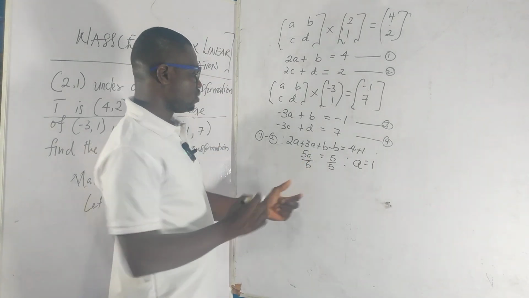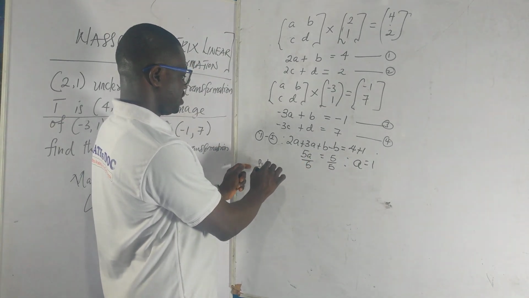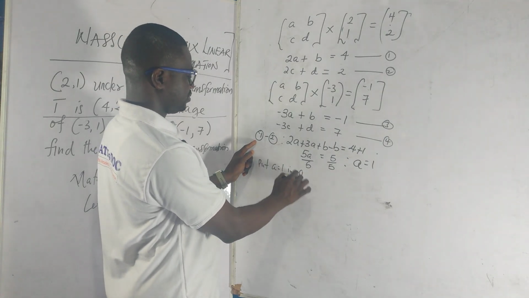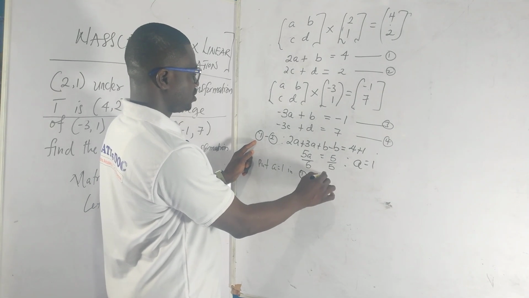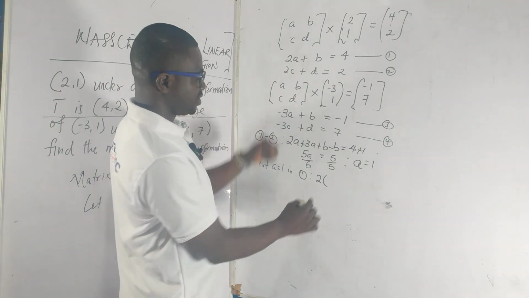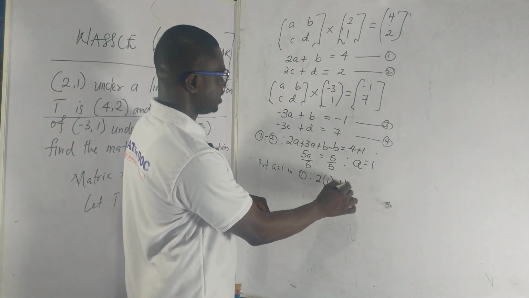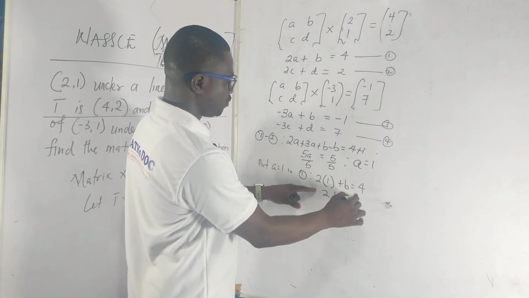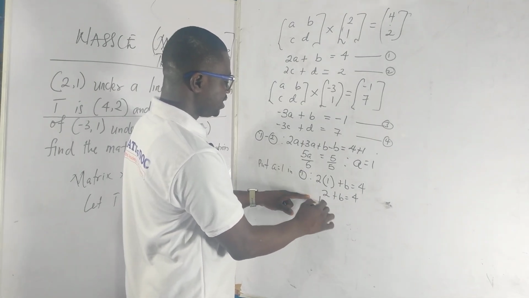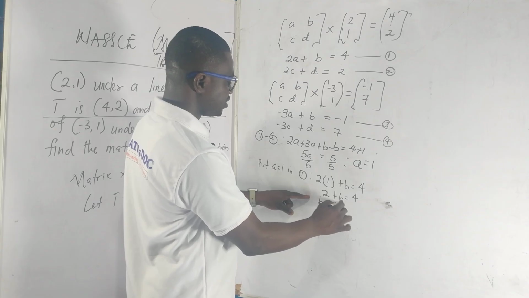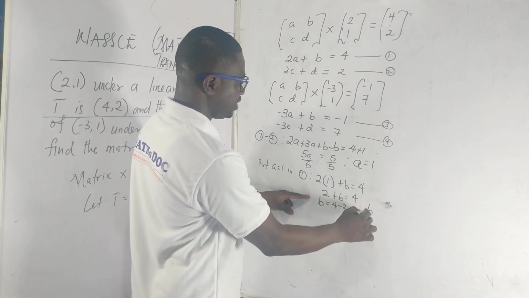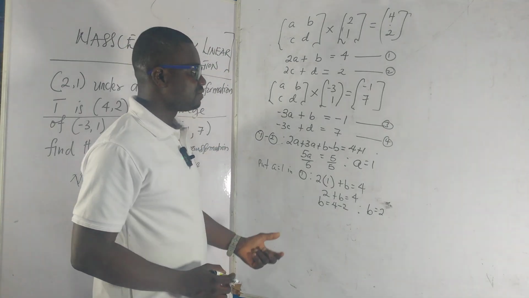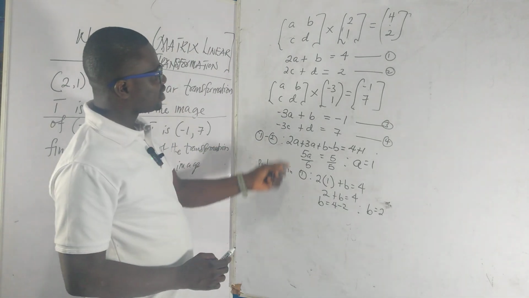If our a is equal to 1, let's put a equals 1 in equation 1. So 2 times a, which is 1, gives 2, plus b is equal to 4. So b is equal to 4 minus 2. So our b is equal to 2. So this is a very good expression. Now let's look at the second part.